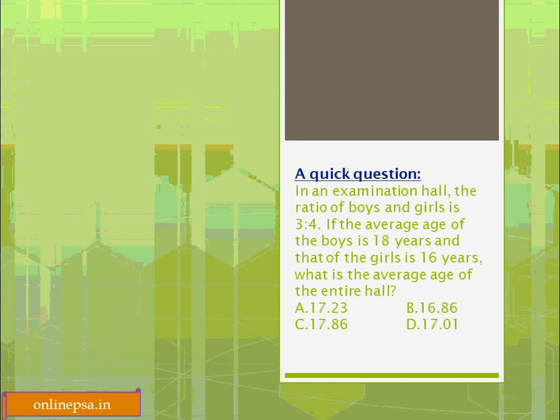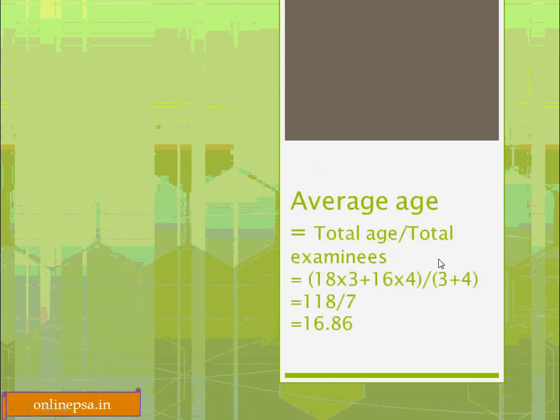Let's quickly attempt a question based upon the last concept that we read, based upon the midpoint of the averages. In an examination hall, the ratio of boys and girls is given as 3:4. If the average age of boys is 18 years and that of girls is 16 years, what is the average age of the entire hall? And we have 4 options given here. So the ratio is 3:4 and the average ages are given as 18 and 16. Now we know that the total average age will be total age divided by total number of people in the examination hall.